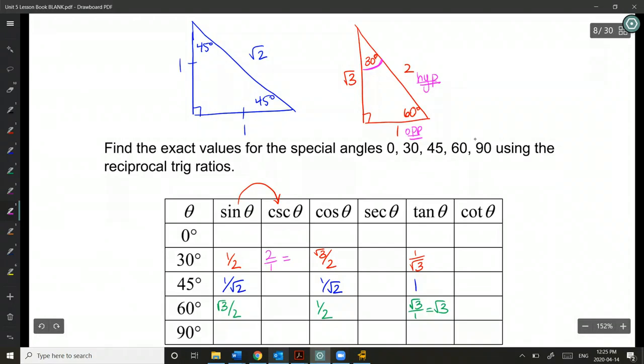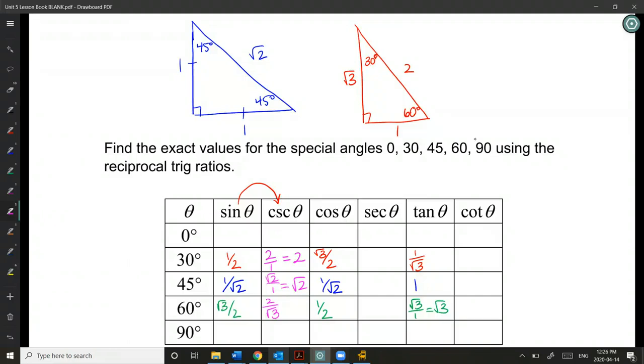So you can do it that way as well. But I think it's just easy to look at the primary trig ratio and do the reciprocal to get the secondary trig ratio. So for each of these in the first column here, I'm just doing their reciprocals. And then we've got the answers for cosecant 30, 45, and 60.